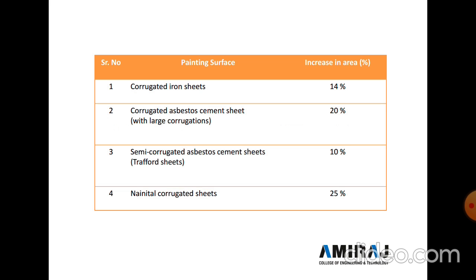Like corrugated iron sheet is a 40% increase in the area, corrugated asbestos cement sheet is 20%, semi corrugated asbestos cement sheets is 10%, and Nainital corrugated sheet is a 25% increase in area required.